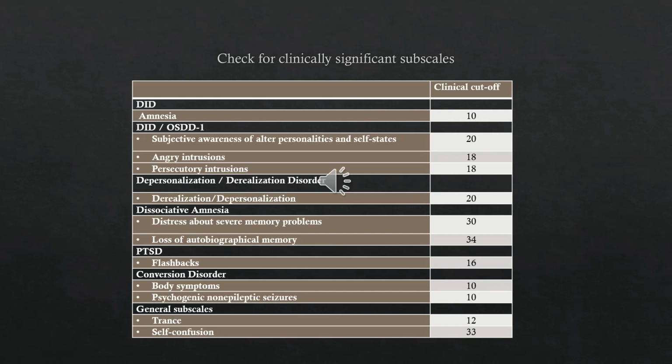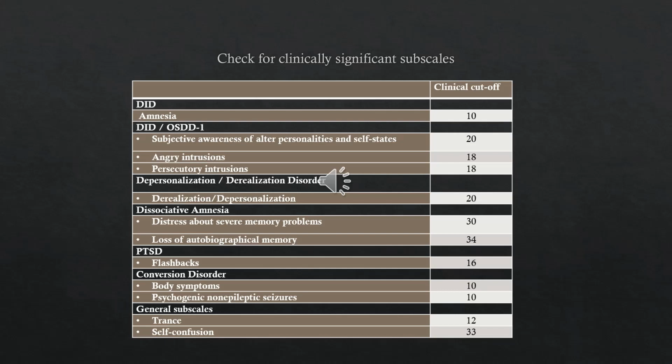And some of them could be either subclinical DID or DID. So when you're looking at the people having this awareness of having other self states, you can look at those. So if there's general self state intrusions happening, also if there's angry or persecutory intrusions. Then there's a subscale specifically for depersonalization and derealization. And for dissociative amnesia, there's quite a bit about just general distress about memory problems and loss of autobiographical memory.